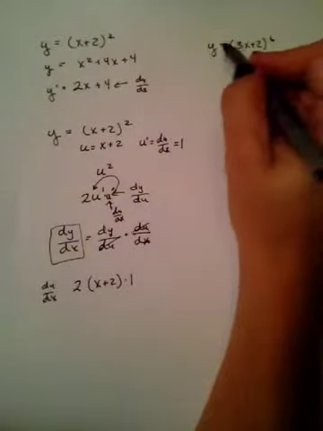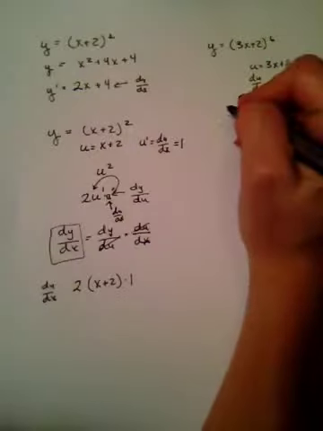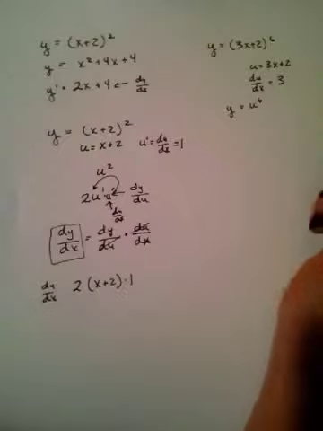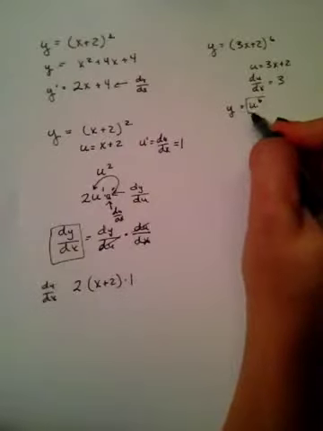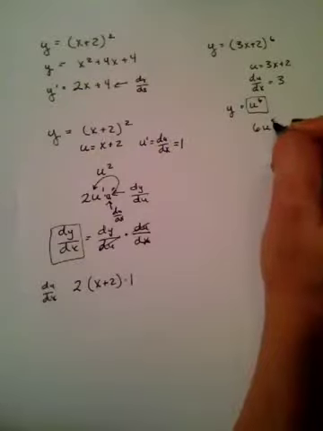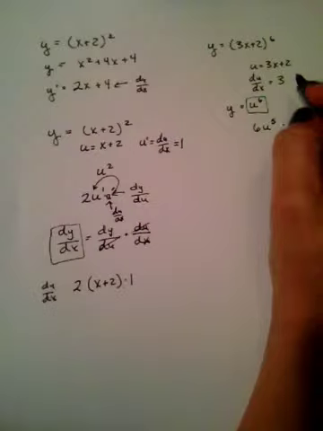Then I'm going to rewrite my function with respect to u instead of x's. So I'm going to say this is really like y equals u to the 6th. I'm going to take the derivative of my u to the 6th, so that is 6u to the 5th, and I'm going to multiply it by my u prime.